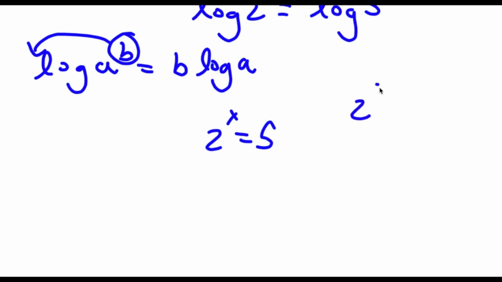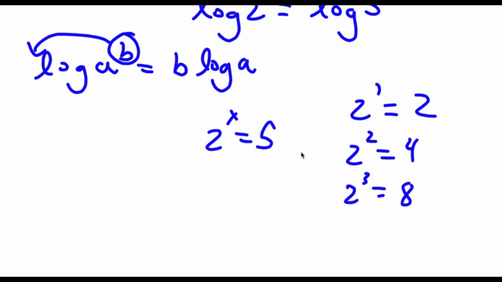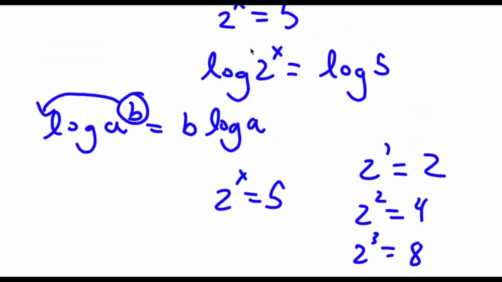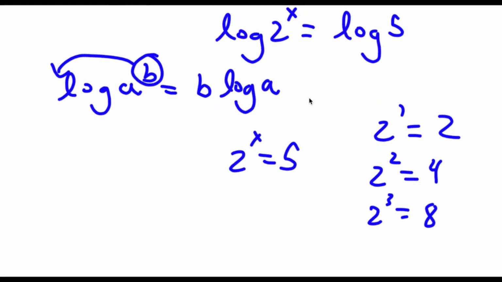2 to the power of 1 is equal to 2, 2 to the power of 2 is equal to 4, and 2 to the power of 3 is equal to 8. So 5 is somewhere between 4 and 8, so the value of x is going to be somewhere in between 2 and 3, and it's going to be a decimal. So now by using this property, I can move x to the front, and then I can find the real value of x, the exact value I mean.